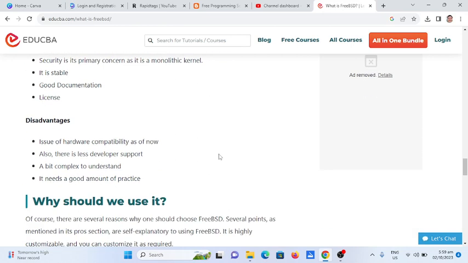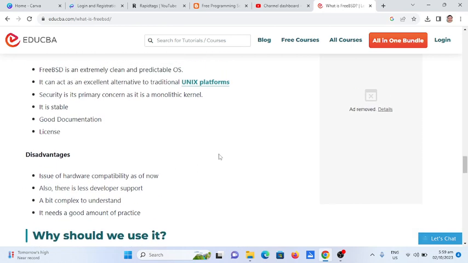How about the disadvantages? The disadvantages of using FreeBSD operating system are very few. The advantages outweigh the disadvantages.